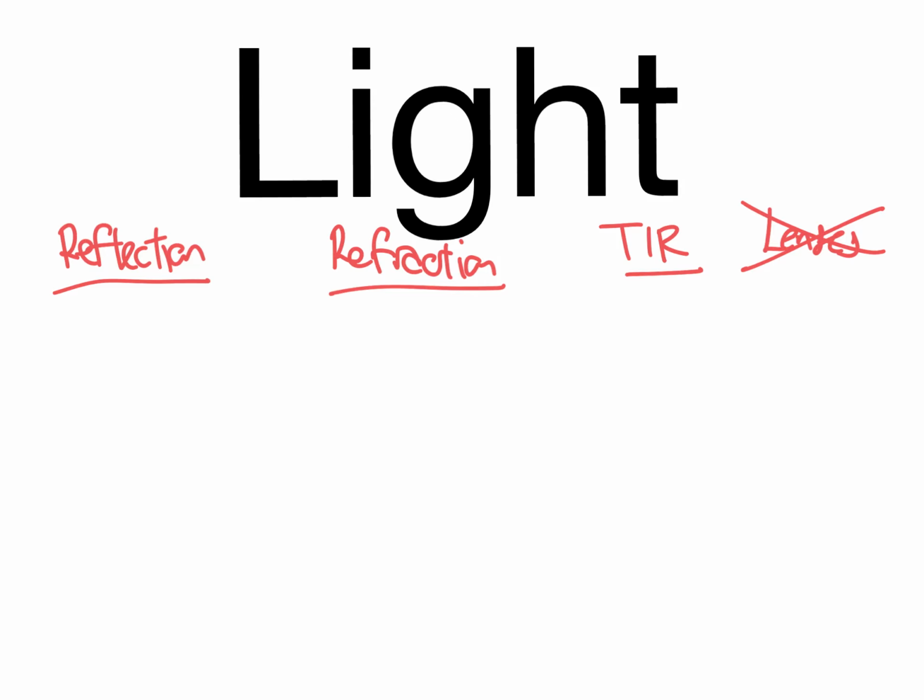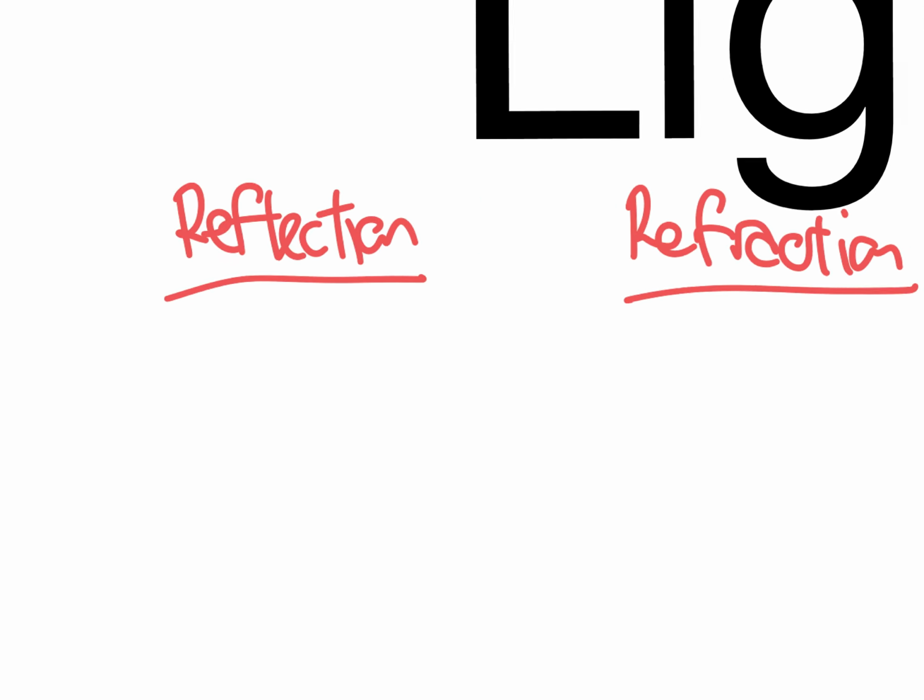For the chapter of light, you must understand these three aspects when we talk about light. So the three things that we tested would be reflection, refraction, and of course the combination of those two, total internal reflection. Let's start at reflection.